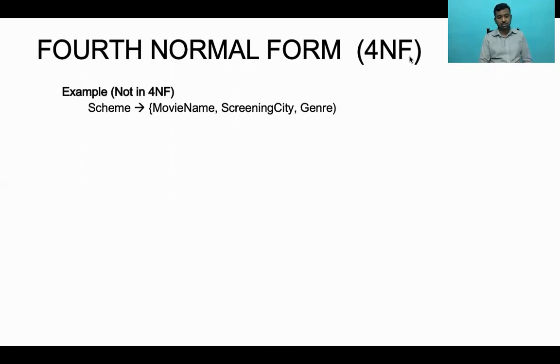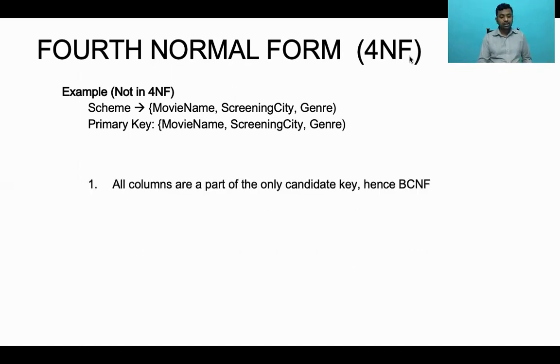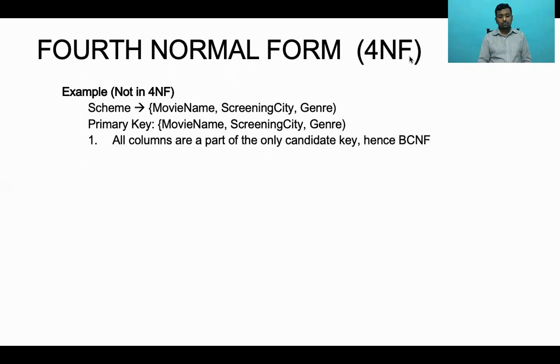Here we have a schema. For that, we have a movie name, screening city, and the genre, right? Let us see, what are the possible primary keys? Here we see that everything can be a possible primary key: the movie name, the screening city, or the genre. All columns are part of only candidate keys. Yes, hence BCNF. Good.